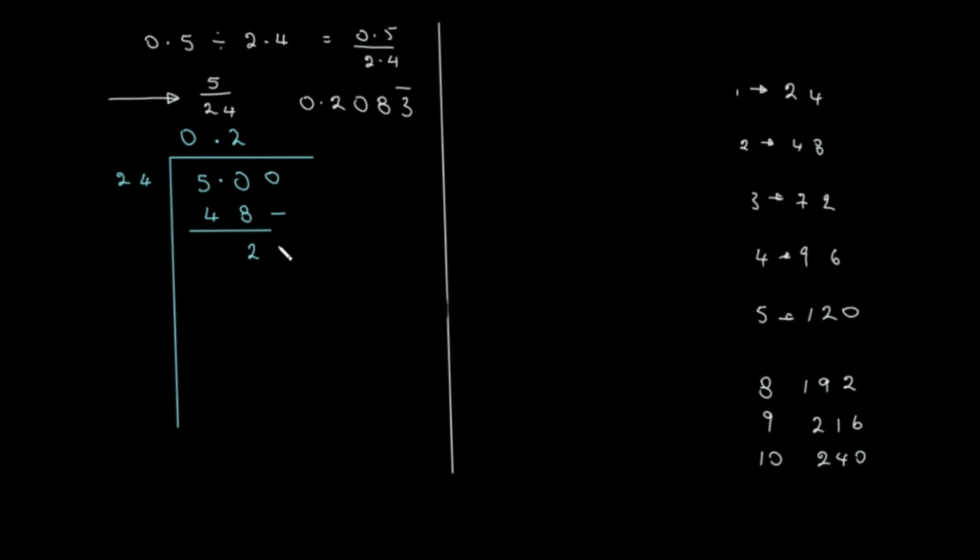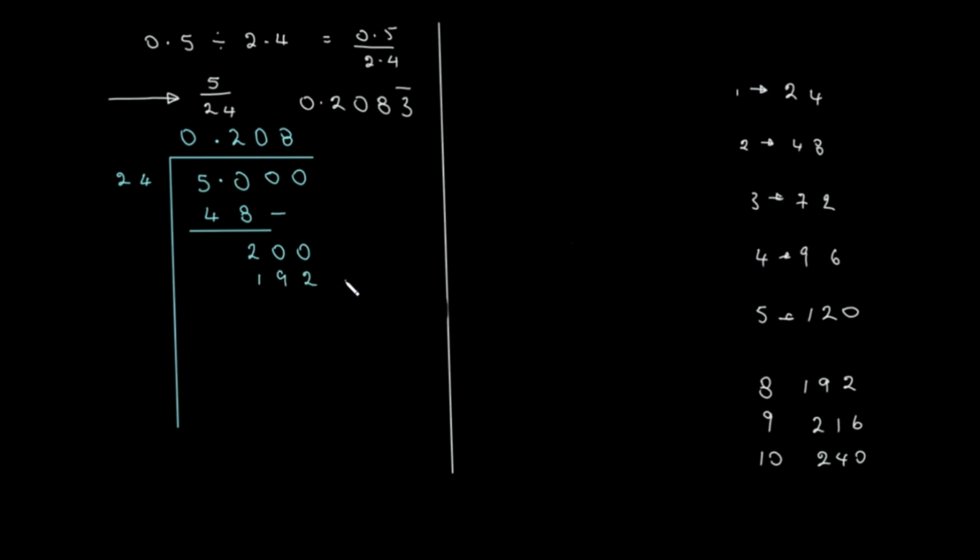Put a 0, bring it down. 24 will not fit into 20, so we put a 0. We now put another 0 and bring it down. 24 will fit into 200. Come across to our list. 9 times is too much. 8 times is the next one down, so we want 8. 8 times 24 is 192.